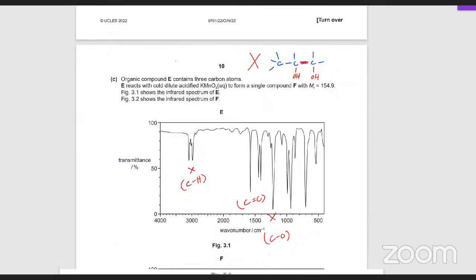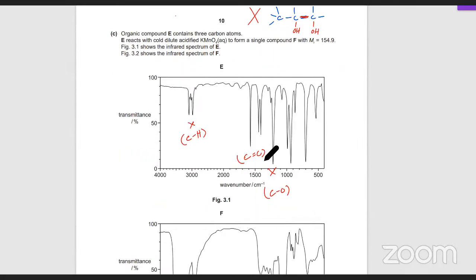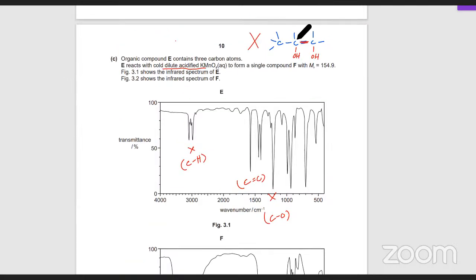So in the guesswork we did here, the first thing was that he said E reacts with cold dilute KMnO4. So we know it's a reaction of alkenes. It forms diols, to form a single compound F with Mr 144. Our Mr is wrong. So we said that it's a 3 carbon atom alkene. It turned into a diol. That much we know. So E is an alkene.